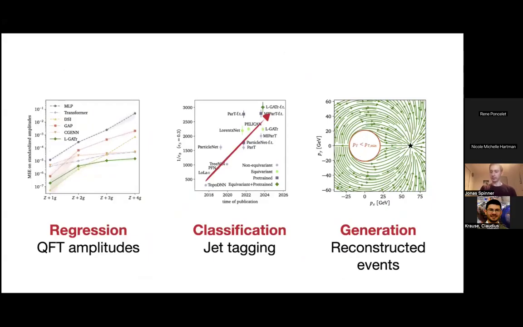Okay, that's the first part of the talk about the formalism. Now I will go into the experiments that we did. First I will talk about regression, then classification, and then a generation experiment, and they are all from parts of the simulation chain. In all of these applications, we found that L-GATr essentially improves the state of the art compared to what we had before.